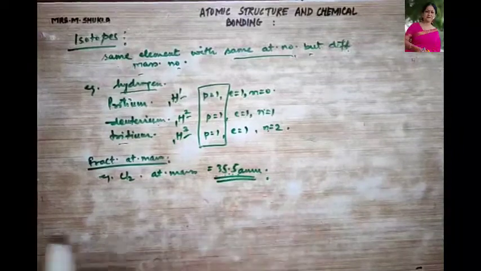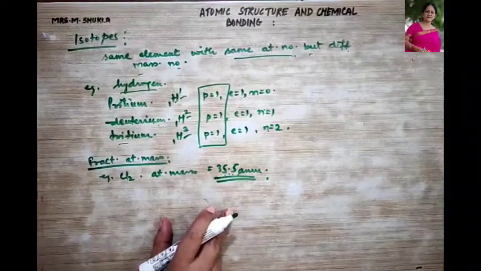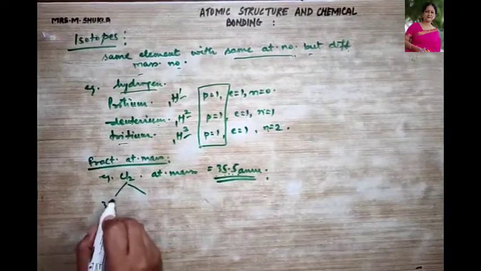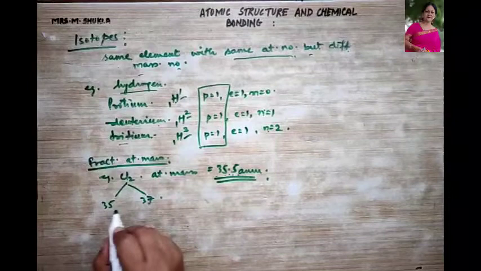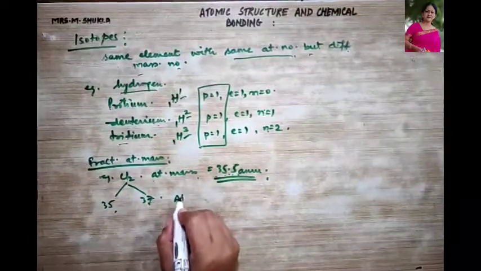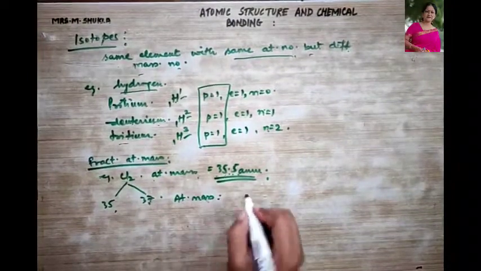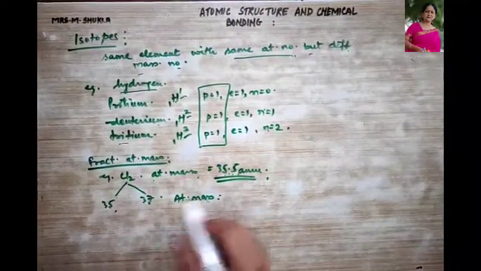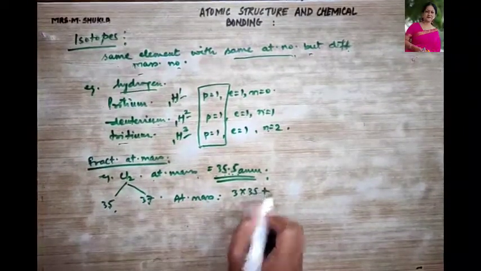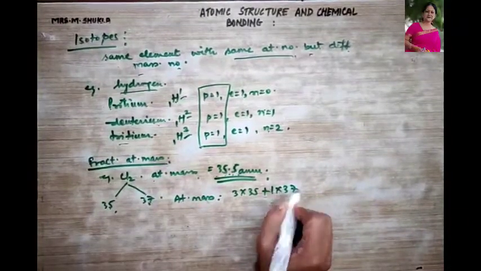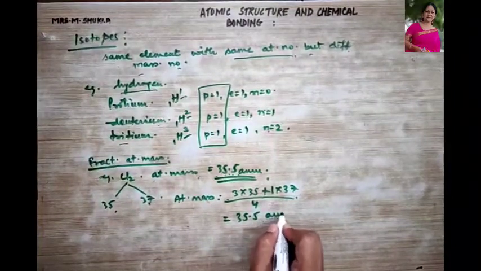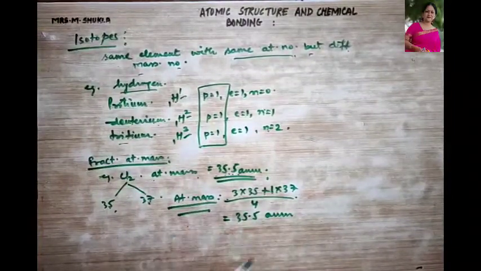Now how do we get this fractional atomic mass? This is because of the two isotopes of chlorine that are found in nature. One is 35 and one is 37. So we take the average of the two and then we get this atomic mass. Now how do we find it? It is like this. We find 3 parts of 35 isotope is present in nature and 1 part of 37 is present in nature. Upon the average, 3 plus 1, 4, this gives us 35.5 AMU. That is the atomic mass of chlorine.